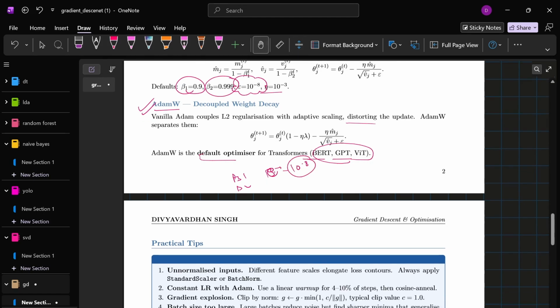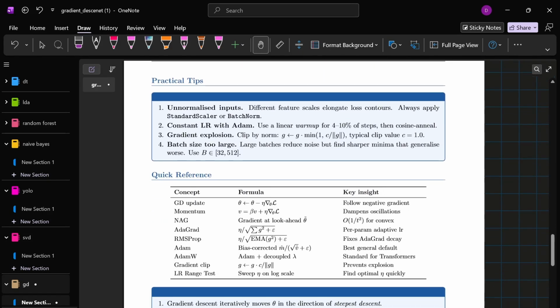Moving forward towards the practical tips, pitfalls, and key takeaways. Even experienced ML engineers fall into these traps, so let me tell you all of them plainly. First one is unnormalized input. If your features are on widely different scales, for example, age 0 to 100 and salary 0 to 100,000, the loss landscape becomes a very narrow ravine and gradient descent struggles. So for that you have to use a preprocessing step, where you do normalization.